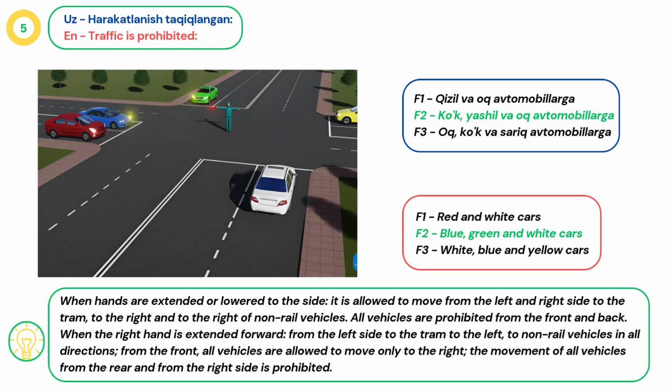When hands are extended or lowered to the side, it is allowed to move from the left and right side to the tram, to the right and to the right of non-rail vehicles. All vehicles are prohibited from the front and back when the right hand is extended forward. From the left side to the tram to the left, to non-rail vehicles in all directions. From the front, all vehicles are allowed to move only to the right. The movement of all vehicles from the rear and from the right side is prohibited.